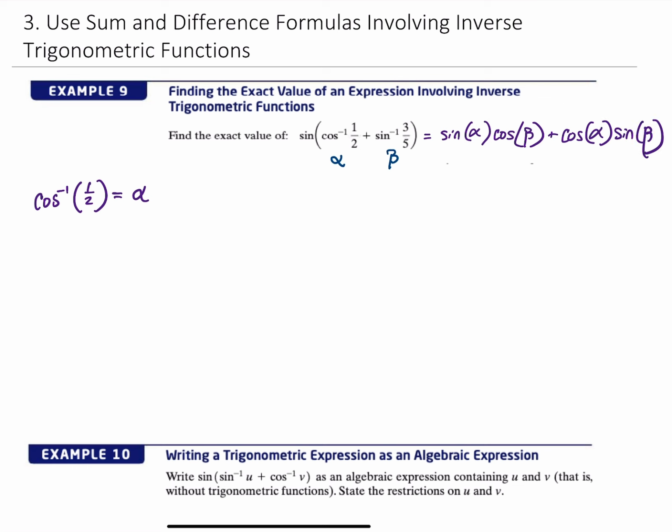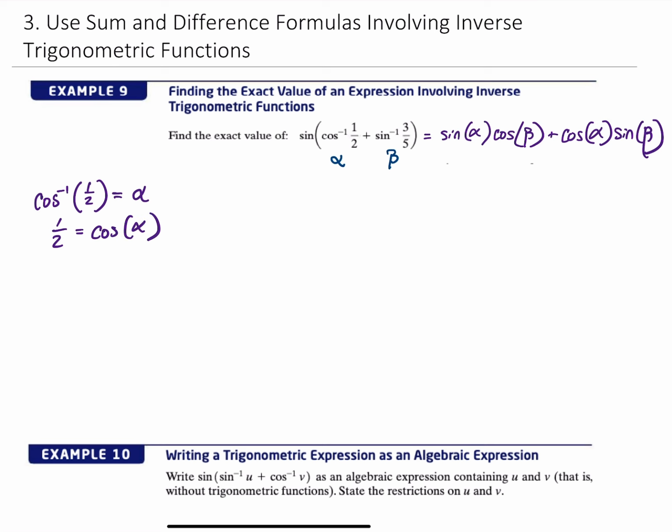So if we can get some expression for each of these, we'll be able to plug it in and evaluate. So the inverse cosine of 1/2 equals alpha. We can take the cosine of both sides, and that would be 1/2 is equal to the cosine of alpha.